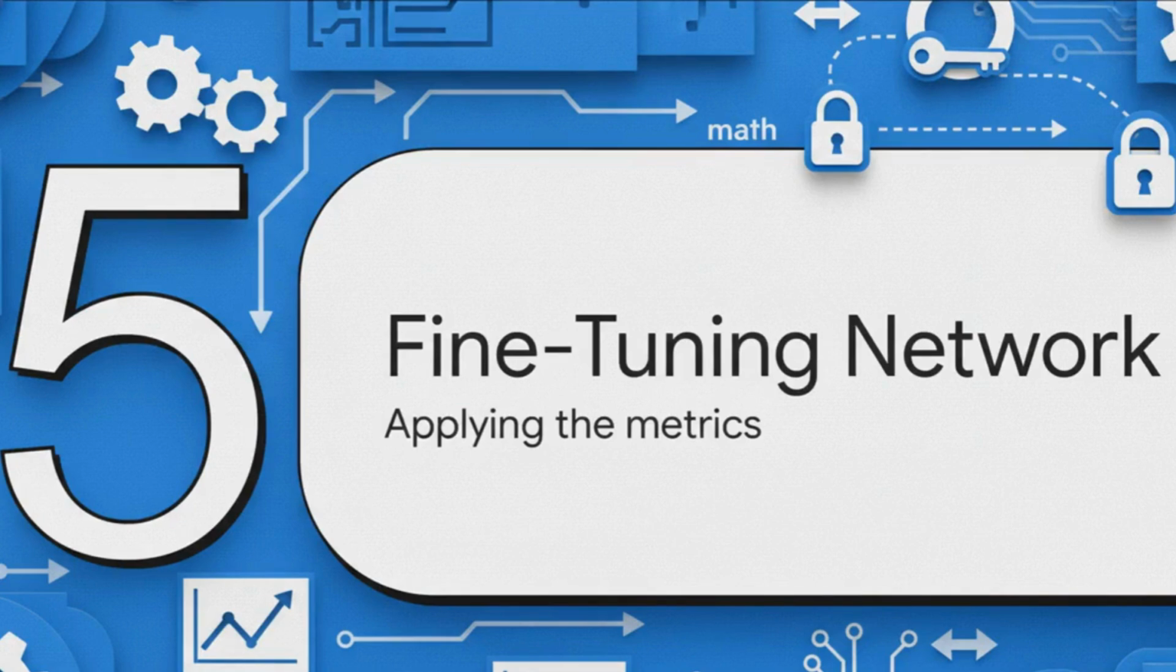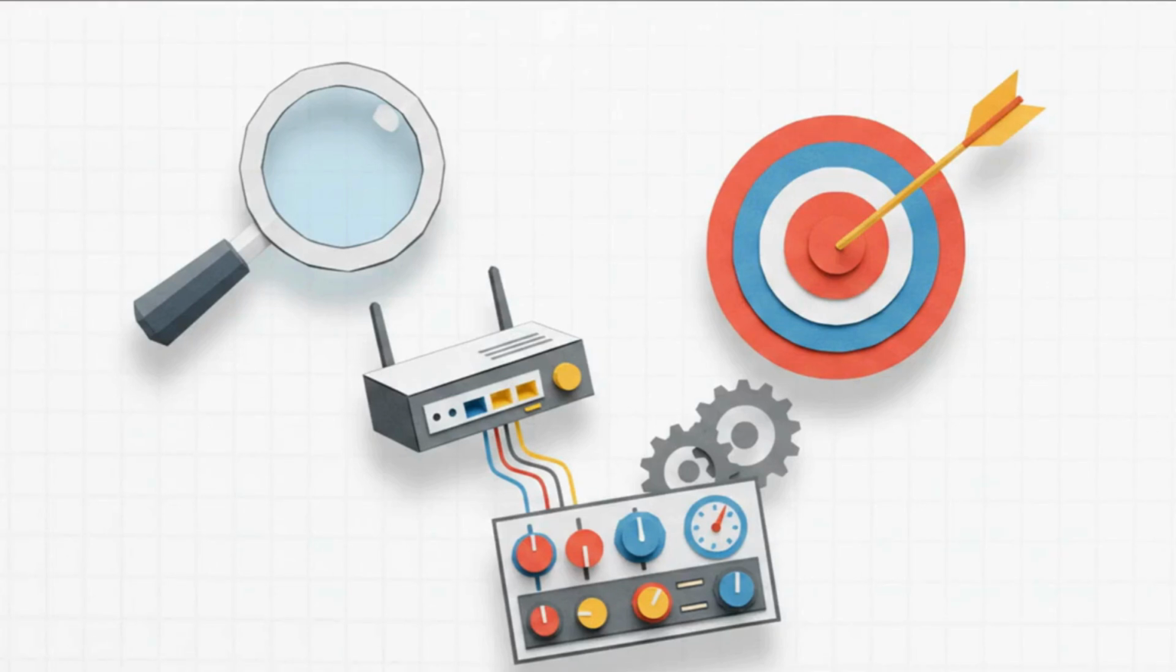Section 5. Fine-tuning your network. Applying the metrics to your goals. If you want to optimize your specific network setup, you're going to need a basic checklist. First off, you have to identify the routing protocol you're currently using. Are you running OSPF, EIGRP, or maybe legacy RIP? You obviously can't adjust the math if you don't even know which formula your network is running. Second, you need to firmly define your primary network goal. Fine-tuning your routing configurations depends entirely on the specific outcome you actually desire.